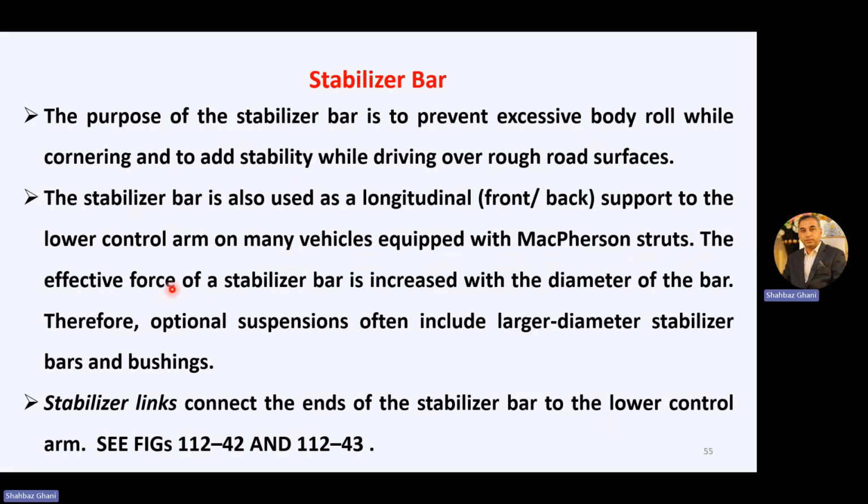The effective force of the stabilizer bar is increased with the diameter of the bar. Therefore, optional suspension often includes a larger diameter stabilization bar and bushing. So the more the diameter, the more effective the stabilization bar is. Stabilization links connect the end of the stabilization bar to the lower control arm.